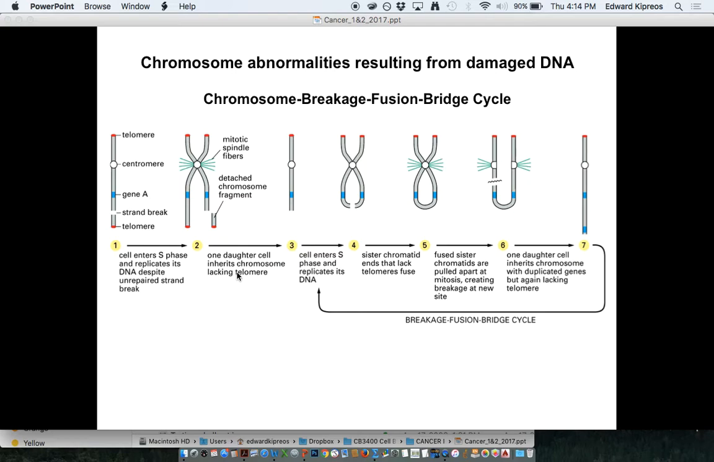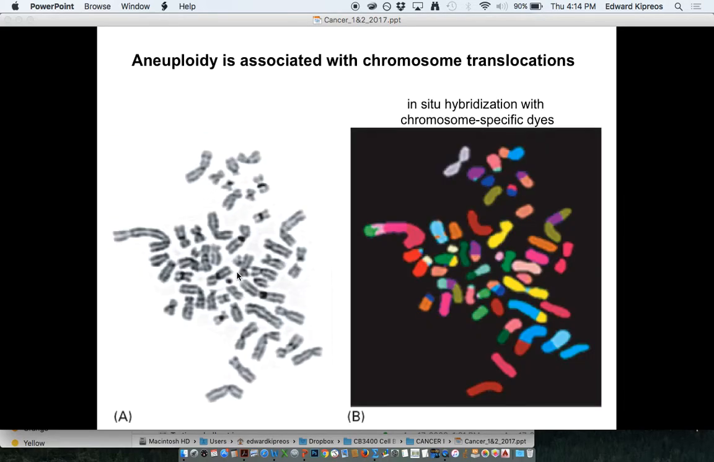Express telomerase. As soon as you express telomerase, then as soon as you have a break, you can just add on telomeres, and you'll end up stabilizing the whole situation. So once you express telomerase, it's a semi-stable state where, sure, you're aneuploid, but you're a certain type of aneuploidy, and everybody's stabilized like that. So that's the answer. And so generally, all the solid tumors have telomerase activated.